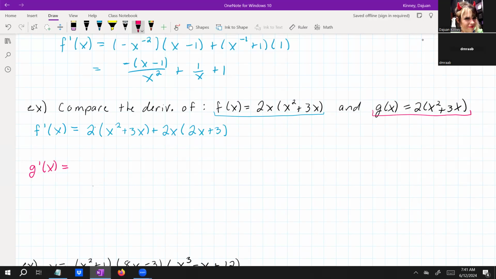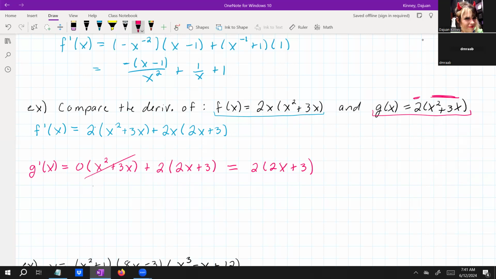Okay, this is my first thing. This is my second thing. The derivative of a constant is 0. So the derivative of the first times the second plus the first times the derivative of the second, which is, again, 2x plus 3. This one I am going to simplify a step because that goes away. I get 2 times 2x plus 3.